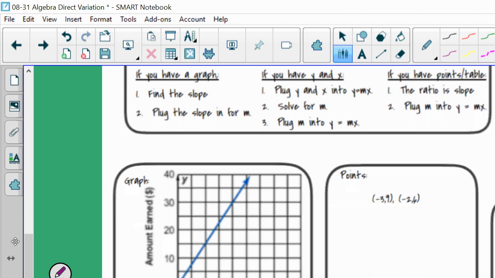Okay, notice this is a proportional relationship. It crosses the origin. That means it is a direct variation. So to find my direct variation equation, I'm just going to do a y value over an x value right here: 15 over 2. Y over x. What does 15 over 2 equal? It equals 7.5. So I can have y equals 7.5x. I could leave it as 15 over 2x.